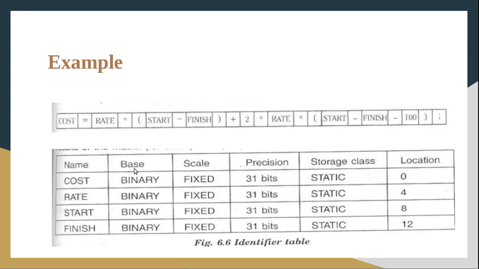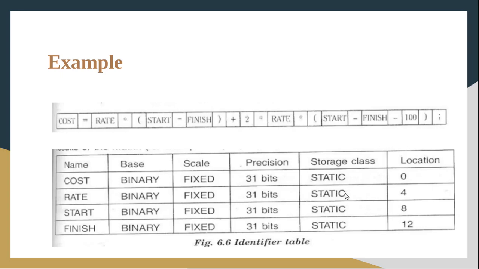So base means what? It is a binary representation. If it is binary, then 2. Then scale will always be a fixed memory size. Then precision is 31 bits. It is used to represent 31 bits, and in that, 1 bit is for representing the sign.